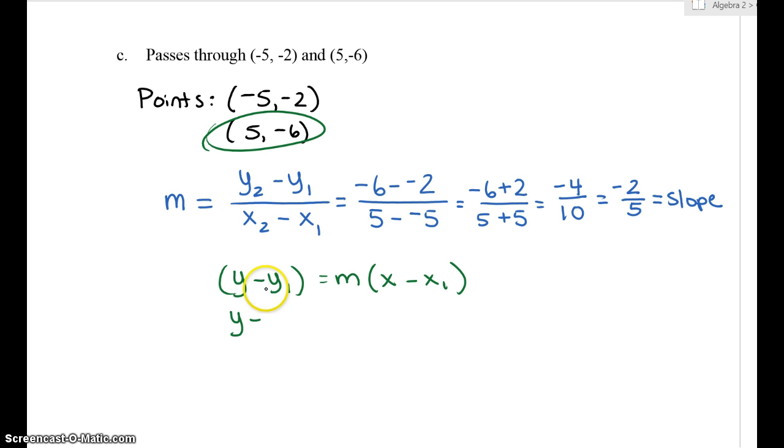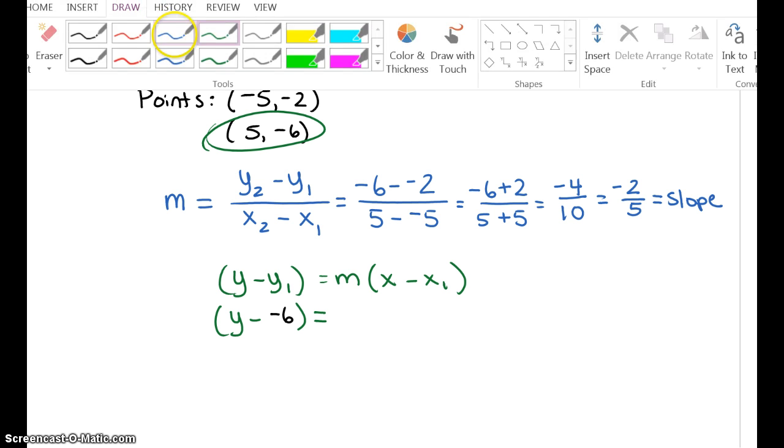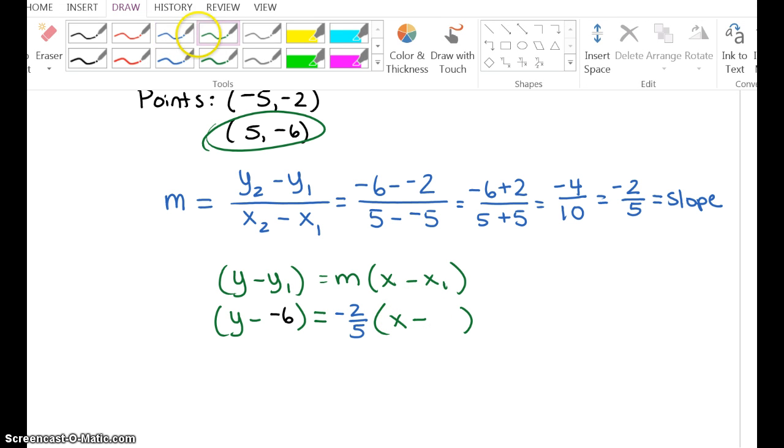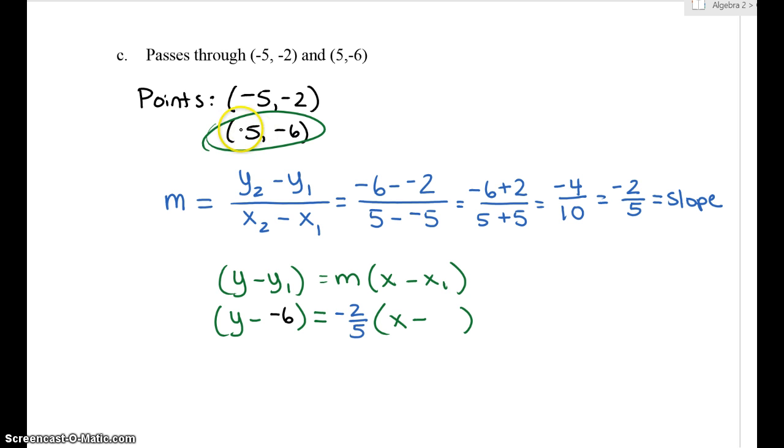So that's going to be a negative 6 for my y value. Okay? And I'm going to put my parentheses around that, equals. Our slope in this case is negative 2 over 5. So let's go ahead and replace that for the m. And then we have our x values, right? And we have x minus, and our x value in this case is 5. So we're going to go ahead and replace that.